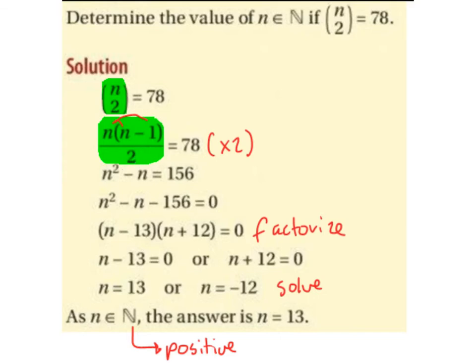To get rid of the divide by 2 part, we need to multiply across by the 2. So 78 by 2 is 156. So we have n squared minus n equals 156. Bringing the 156 over the equal sign, it becomes minus 156. Factorizing, we get n minus 13 times n plus 12. Solving, n minus 13 equals 0, so n is equal to 13, or n plus 12 is equal to 0, so n is equal to minus 12. As n is an element of the natural number set, which means it's positive, the answer is n equals 13. So this is really 13 choose 2, and 13 choose 2 will give us 78.